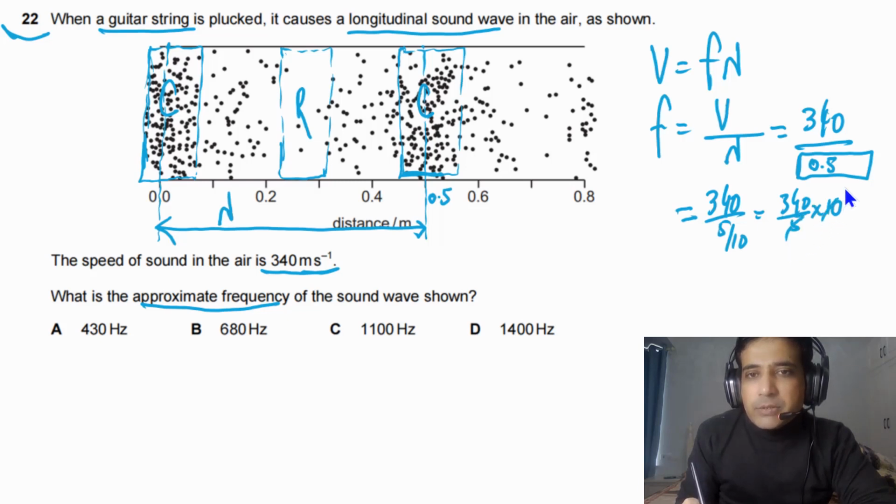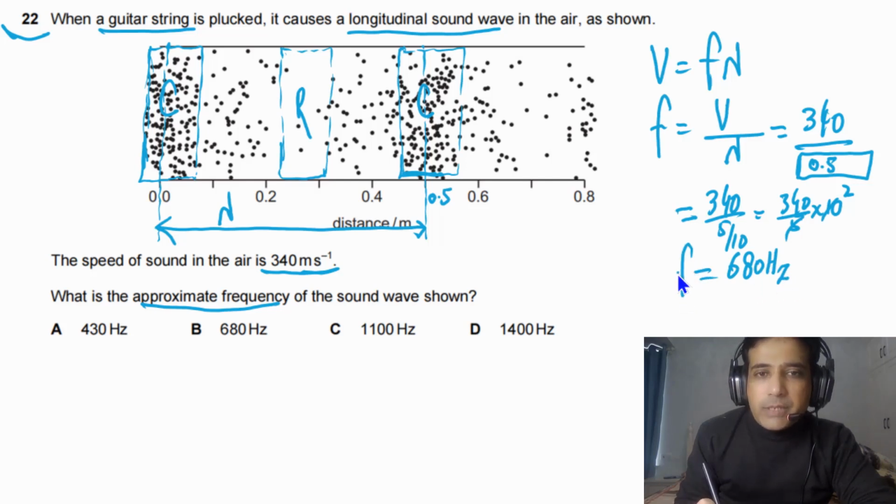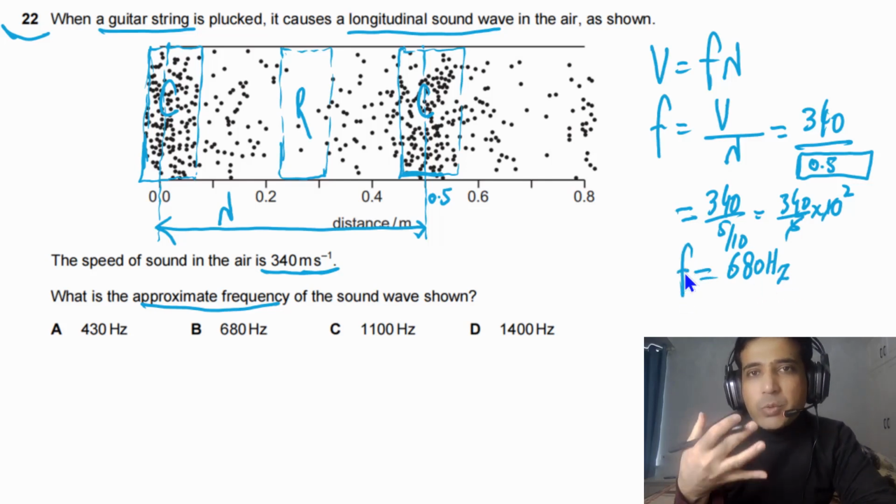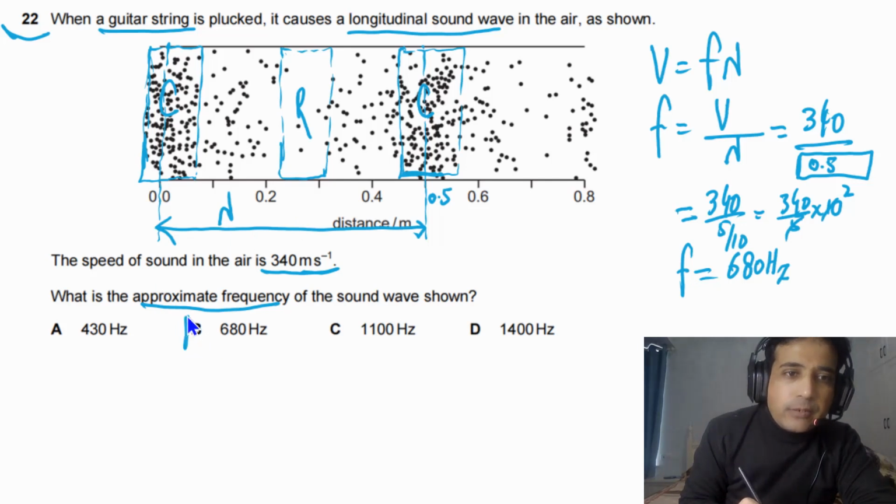So we can cancel this 10, so we will get 2 here. And so the final answer in this case is 680 hertz. So this is the value of frequency, and this is how you can figure it out. This question is quite straightforward. So the answer for this question is B.